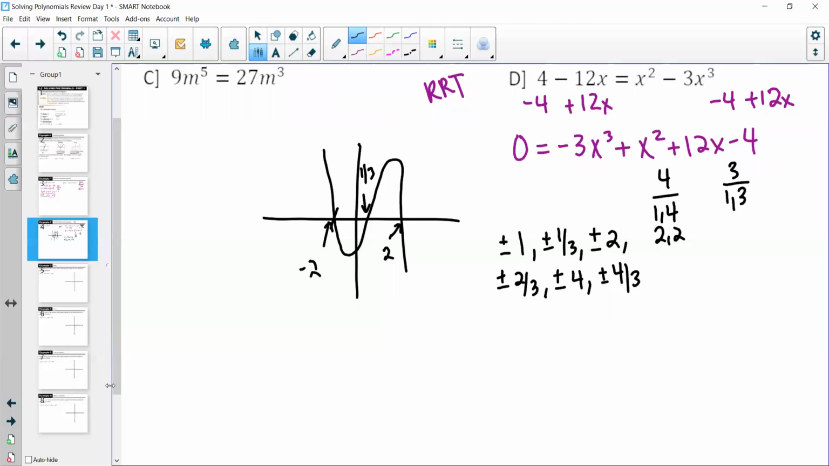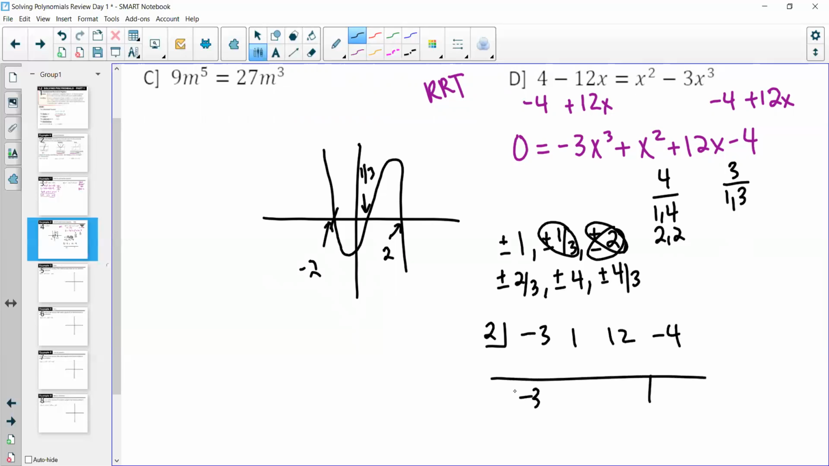So I'm going to do synthetic division with my 3 solutions. I'm going to try -2, +2, and I'm actually going to try +1/3. Remember, if we do synthetic division with these, as long as we get a remainder of 0, then we know that it's one of the solutions. So I'm going to start with 2, and I've got -3, 1, 12, and -4. So let's do this synthetic division here.